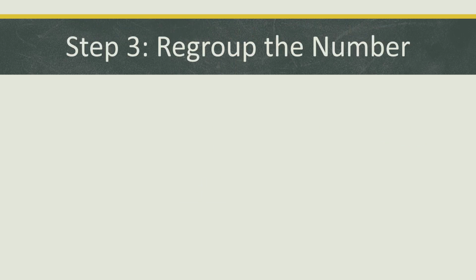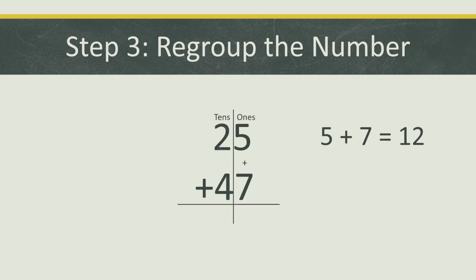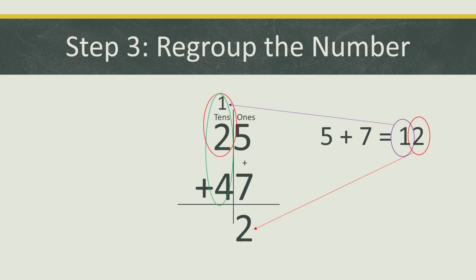In step 3, you have to regroup the 12. How do you regroup? You take the ones place of the number, in this case 2, and add it under the ones place equation. The tens place of the number goes on top of the tens place equation. Then all the numbers in the tens place, including the 1, will be added. 1 plus 2 is 3. 3 plus 4 is 7. Combine the two sums and you get 72. So the answer to this equation is 72.